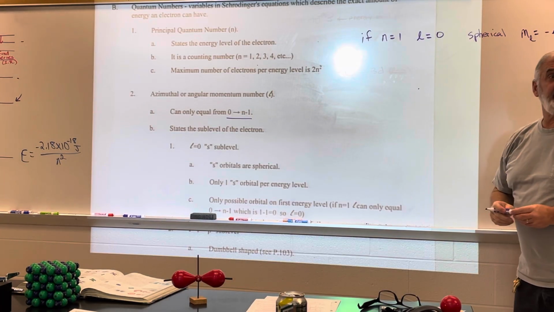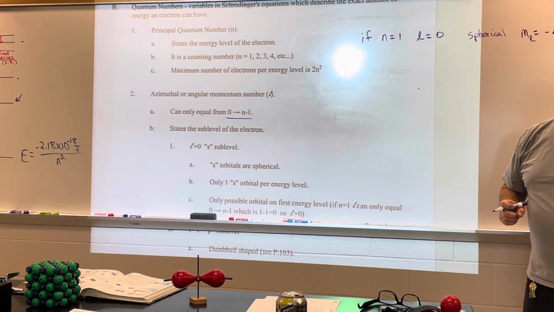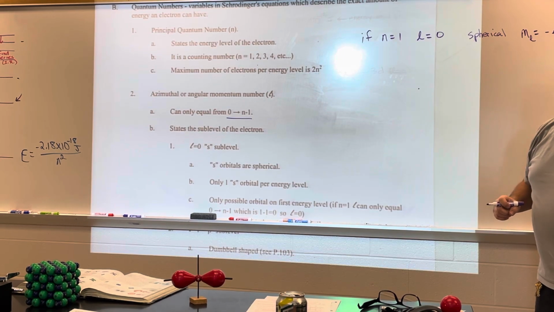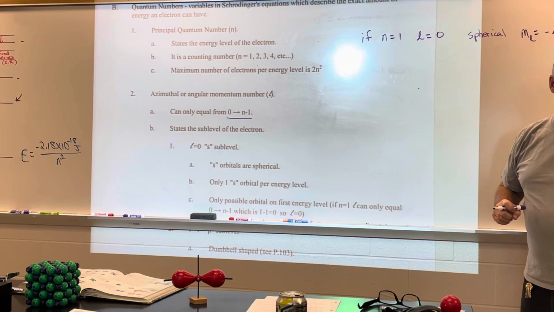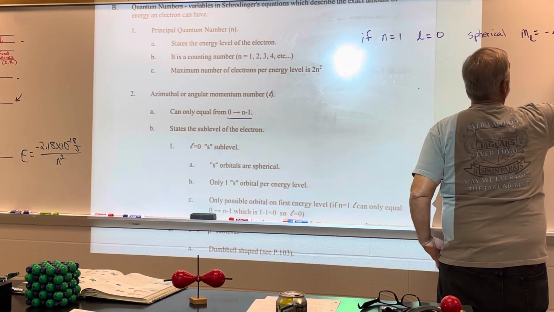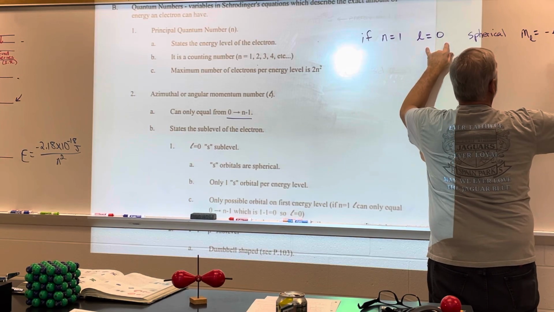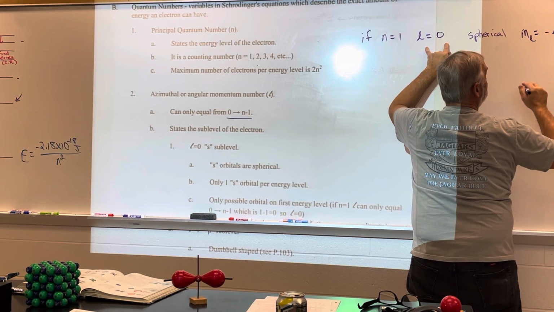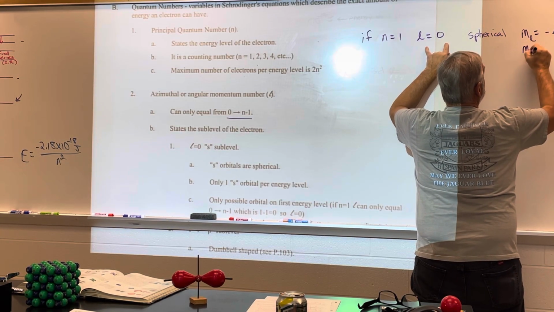Again, they're all related to one another. I described the m on the next page, if you look for m sub L. M sub L is minus L to plus L. So if L is 0, what's minus 0 to plus 0 going to be? 0. M sub L can only equal 0.